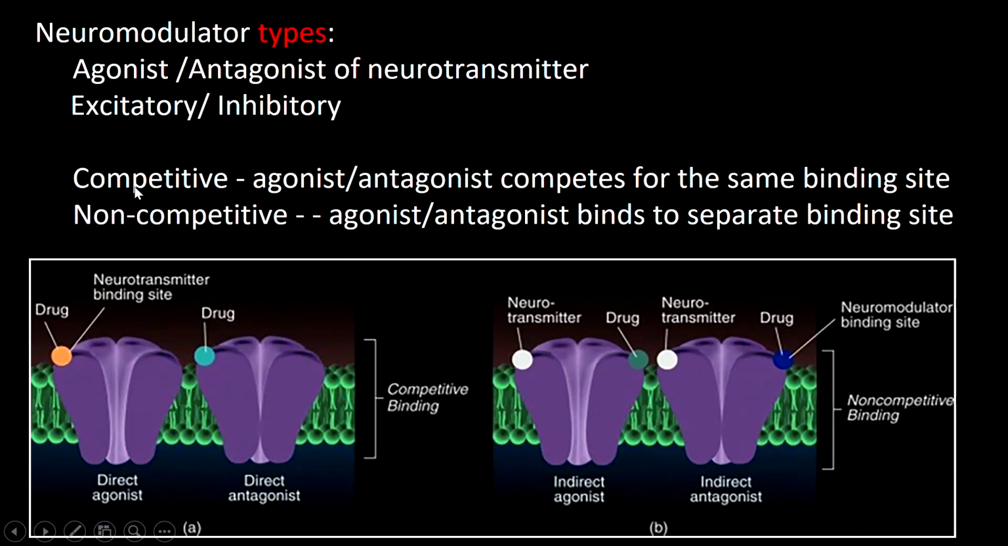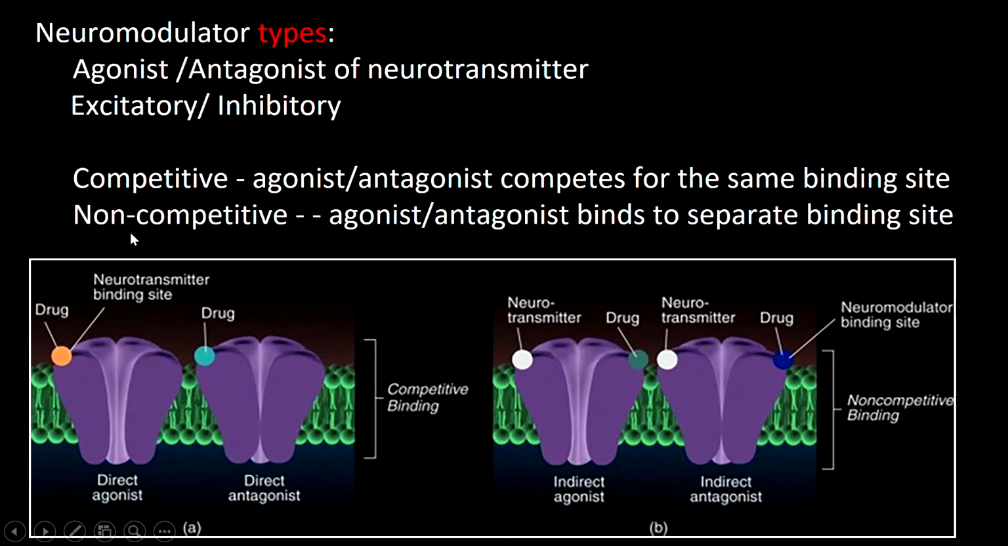And the third way to categorize these neuromodulators is competitive and non-competitive. So what does that mean? Competitive neuromodulators compete for the same binding site as their neurotransmitter. So here is the example. This is the binding site of the neurotransmitter. And if you have a neuromodulator, which is a drug, it also binds to the same site here. So there's only one place to sit. They compete for this site.